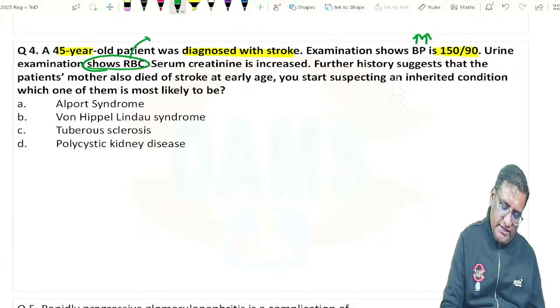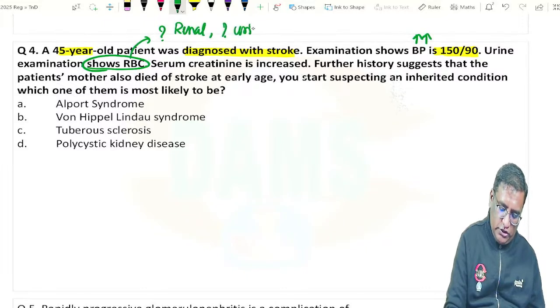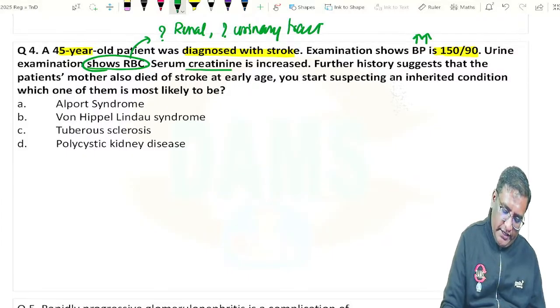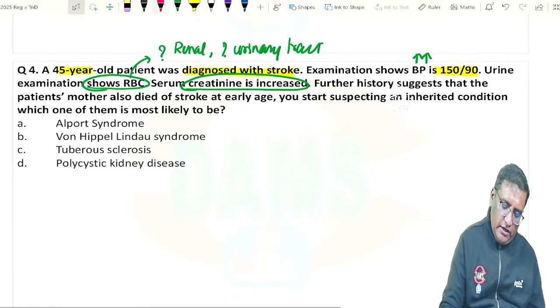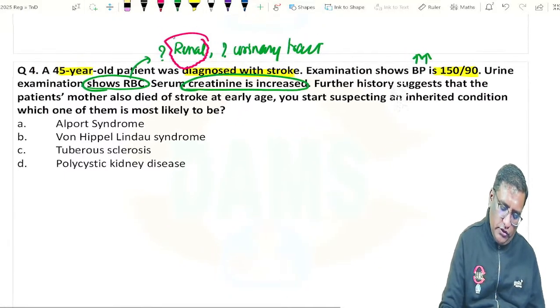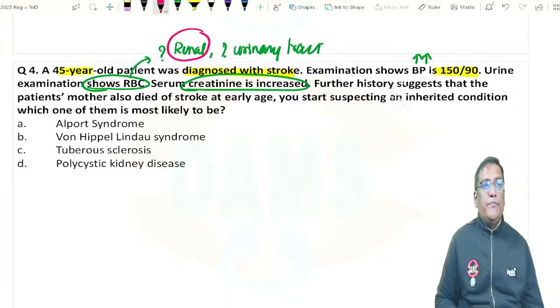The moment there is RBC, I am suspecting a renal cause, or it could be urinary tract pathology also. Serum creatinine is increased. That means now I am suspecting mostly it will be a renal cause. Less likely to be a urinary tract pathology, isn't it? Yes, so it is more likely to be a renal cause now.